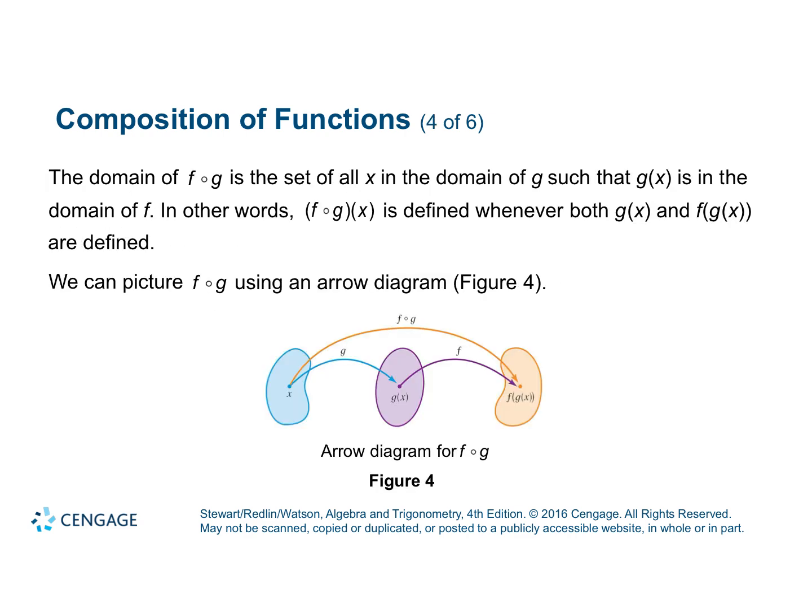So for the composition of functions, the domain of f composed with g is the set of all x in the domain of g such that g of x is in the domain of f. In other words, f composed with g of x is defined whether both g of x and f of g of x are defined. And we can picture f composed with g using an arrow diagram in figure 4. All this is saying is that whatever function you have for f of x, if it's being composed with g of x, all we're doing is plugging g of x in anywhere that there is an x. Again, in the problems, I'll show you how it works.